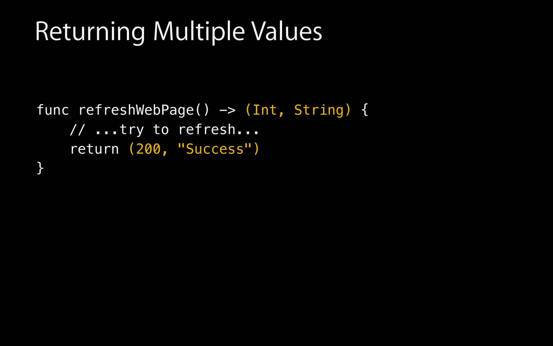So in this example, I have a refreshWebPage function. It goes out, refreshes a web page, and it gives me back the status code. That means an integer code and a string message. And they get bundled together. So I return that with a tuple, parens, Int, comma, String, parens. How do I get at those things? How do I use them?